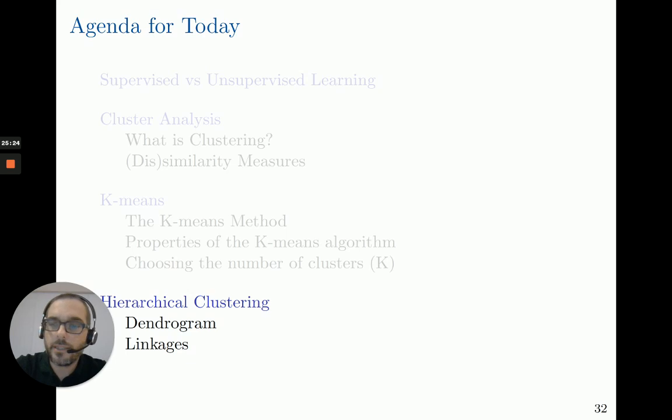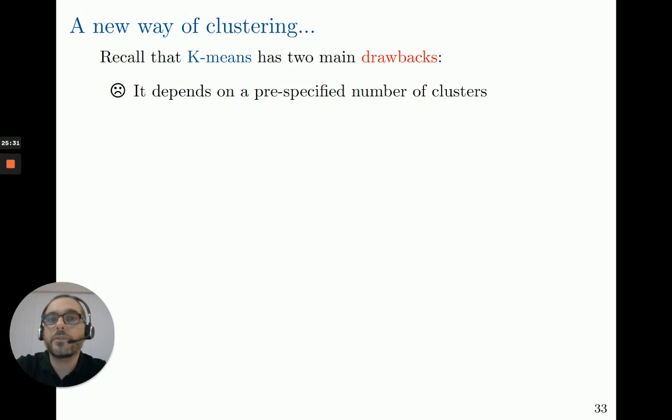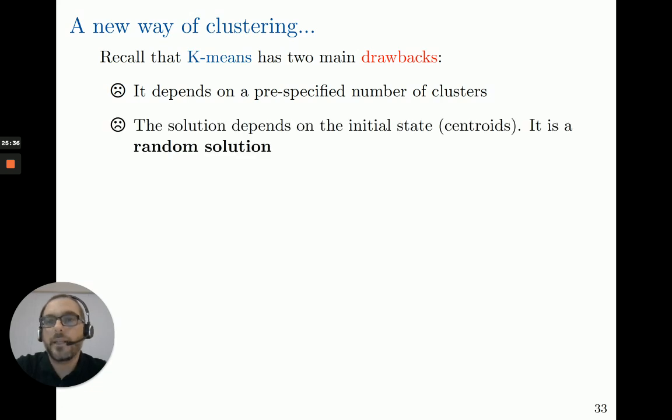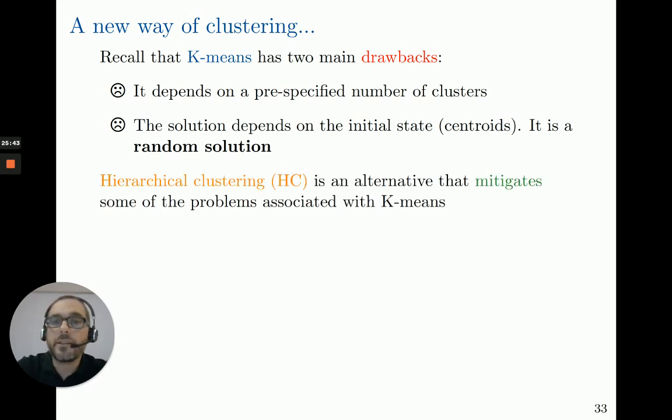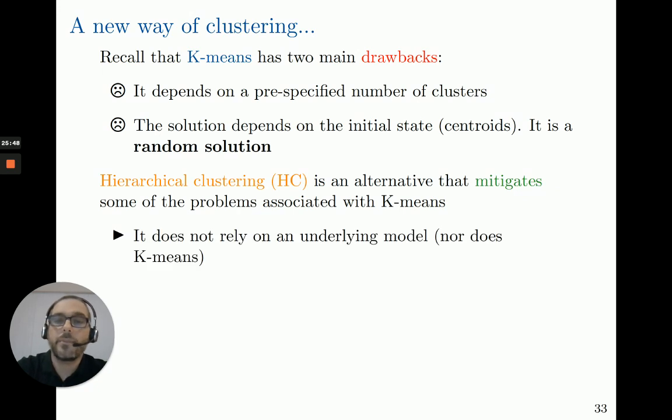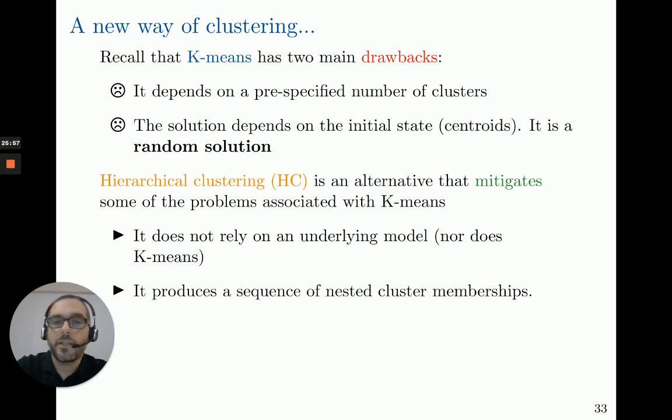All right, to end up, let me briefly talk about hierarchical clustering. K-means has 2 main drawbacks. It depends on a pre-specified number of clusters, and the solution depends on the initial state, the centroids. Hierarchical clustering is an alternative that mitigates some of the problems of k-means, and it does not rely on an underlying model, nor does k-means, of course, so it's not an advantage in itself.